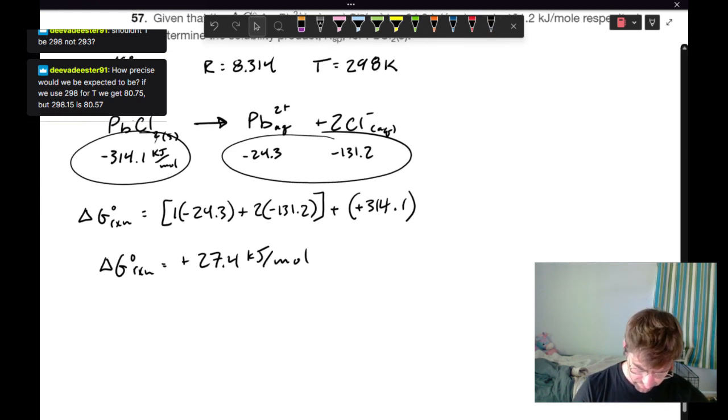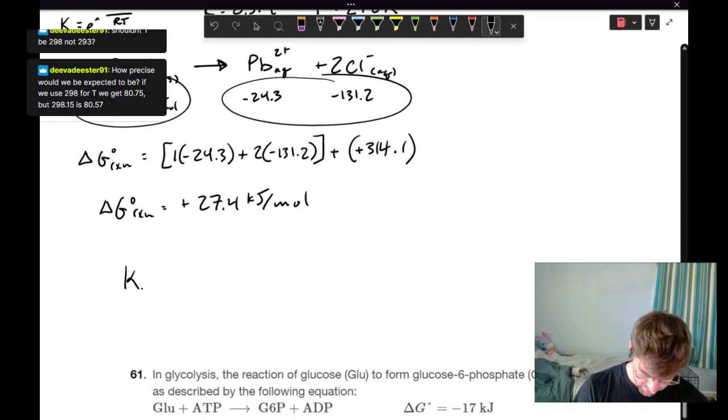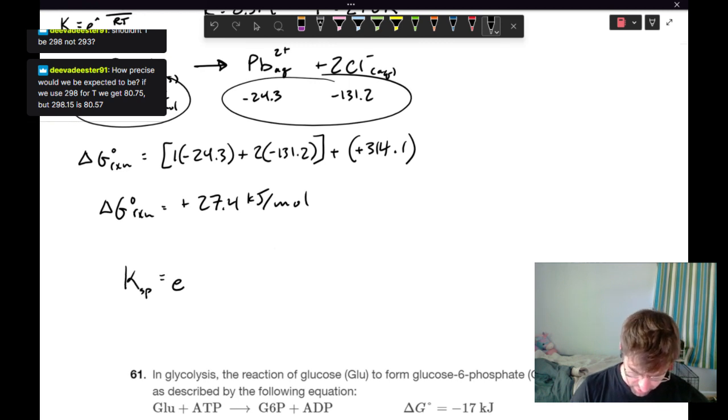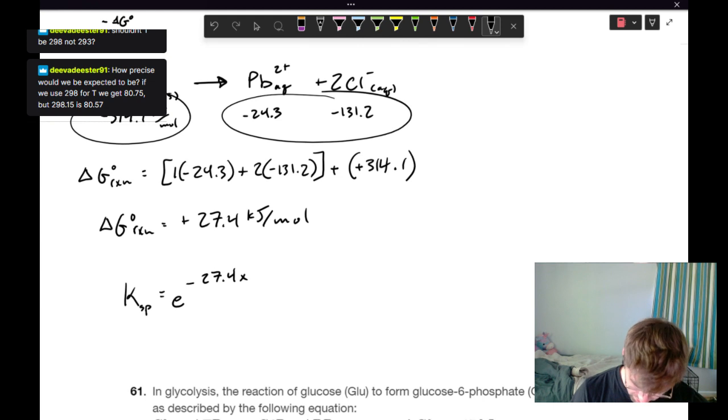So now we need to go from this change in Gibbs free energy to a solubility product. So our Ksp equals, we're going to use that same equation, negative 27.4. We need to be in joules per mole now, so times 10 to the third.